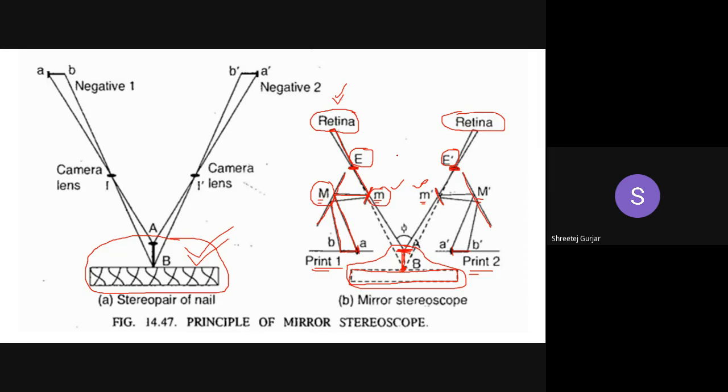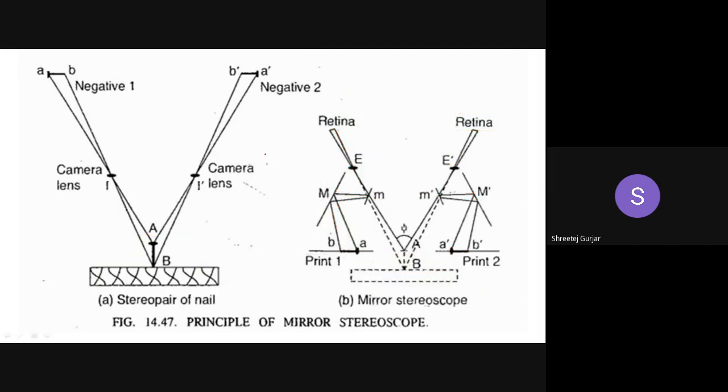So this is the basic principle and the diagram which you need to draw in your exam if you have been asked to explain mirror stereoscope. I hope these two images are clear and how the principle of mirror stereoscope works. If you have any doubts in the working or the principle of a mirror stereoscope, you can ask.